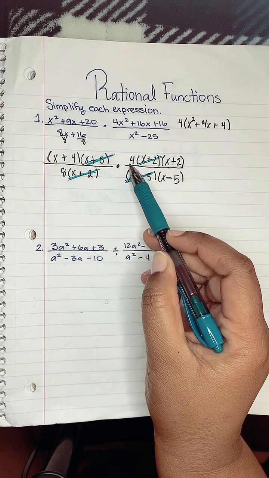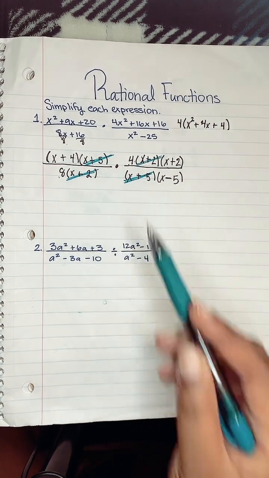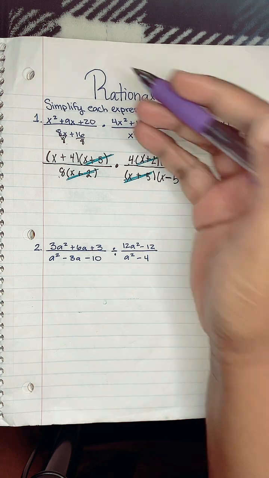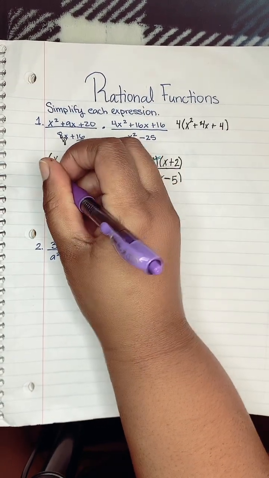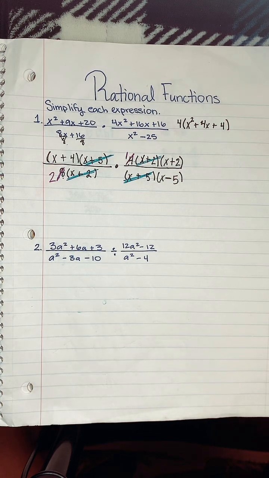Oh, we got the 4 and the 8. That we can cross out. So this goes to a 1. 8 divided by 4 will make it go to a 2. I think that's it, you guys.